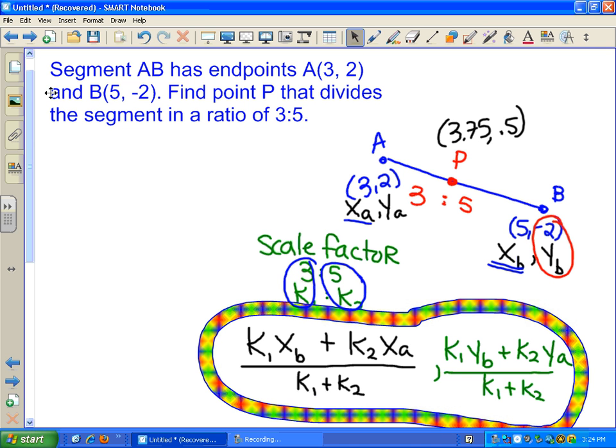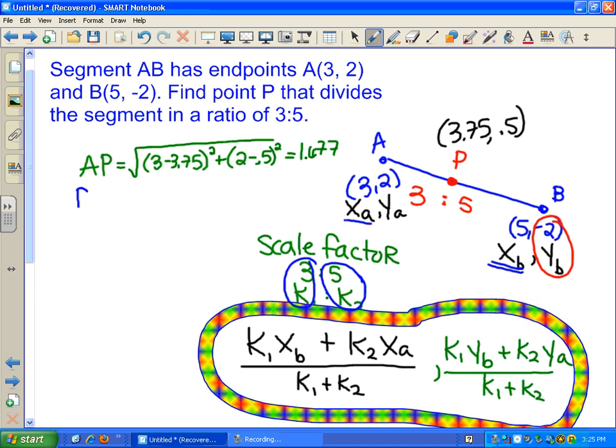One thing that I could do to check it is find the distance of AP. I'm going to use the distance formula to find that. It's going to be the square root of (3 minus 3.75) squared plus (2 minus 0.5) squared. You can do that in your calculator, and what you should get is 1.677.